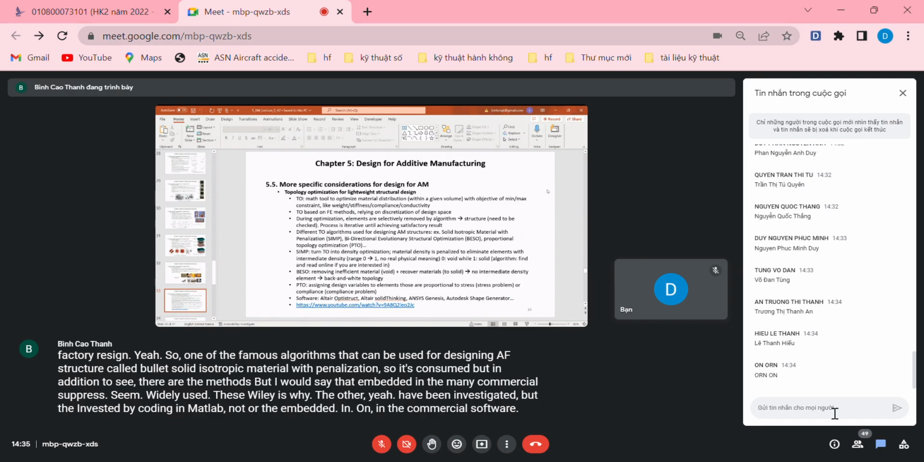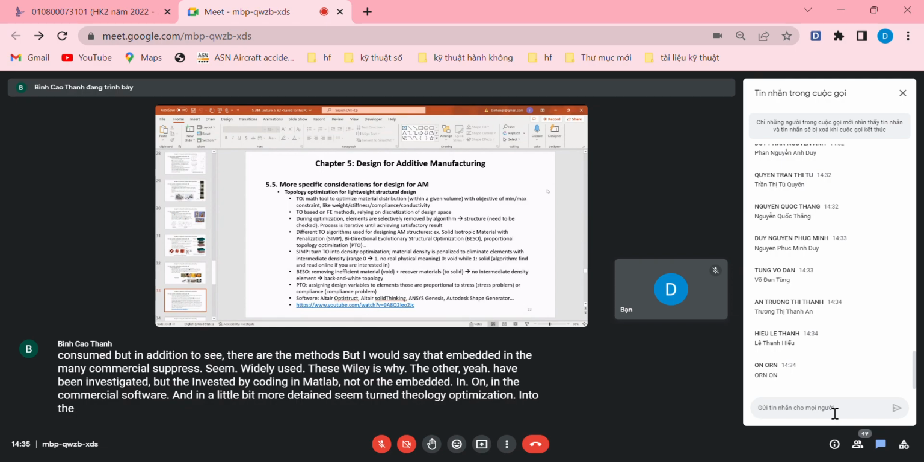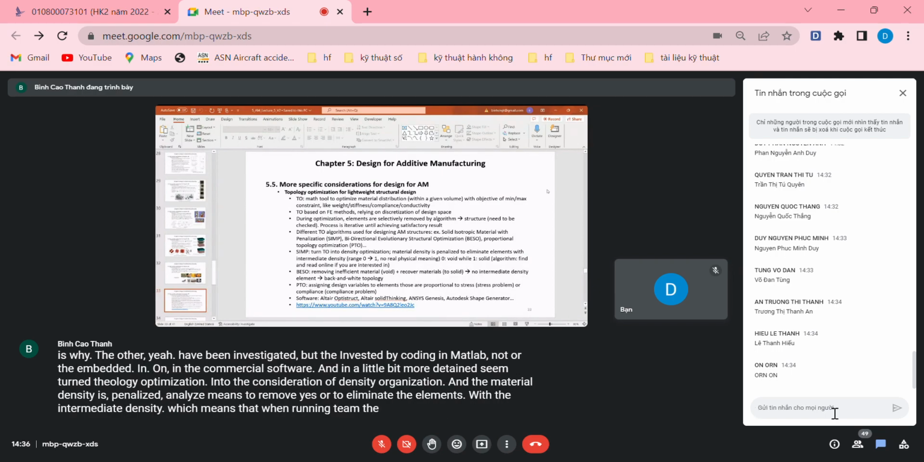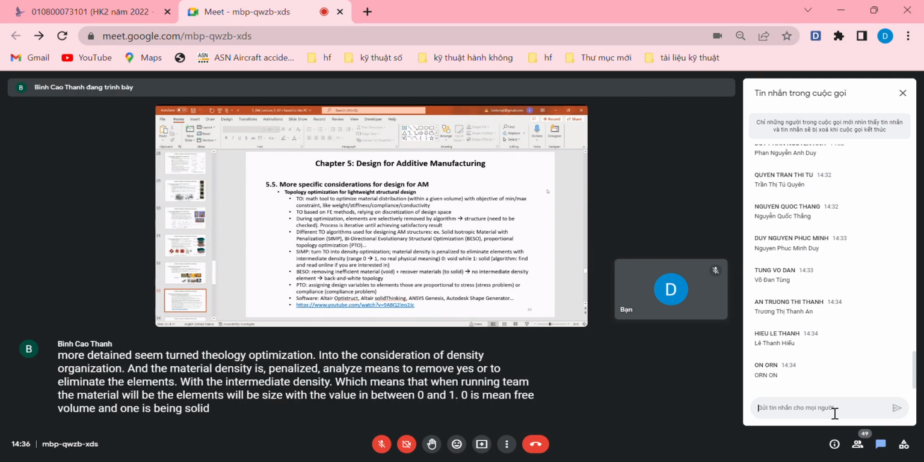And in a little bit more detail, SIMP turns topology optimization into a density optimization problem, and the material density is penalized. Penalized means to eliminate elements with intermediate density. This means that when running SIMP, the elements will be assigned a value between 0 and 1. 0 means free volume and 1 means solid material.